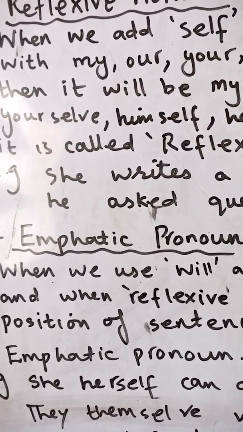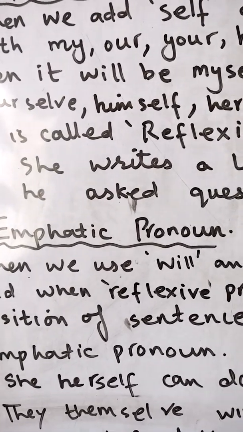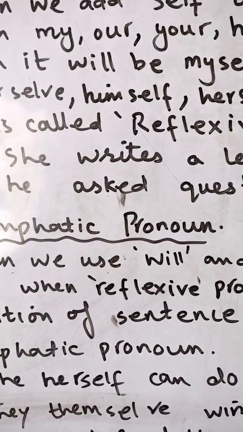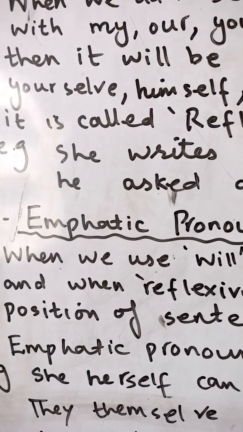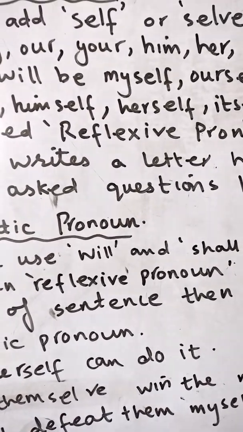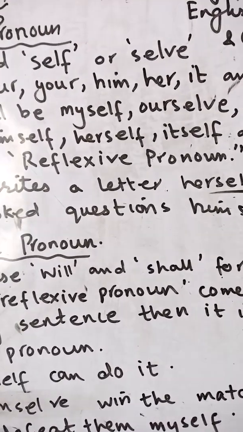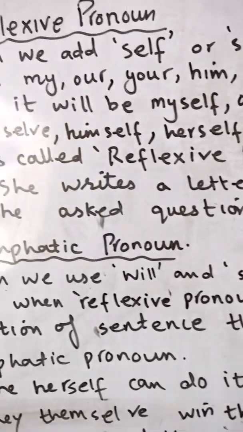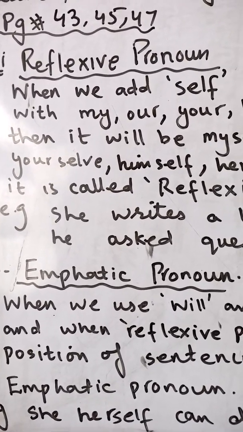You speak truth yourself. Or you can say that for plural, you can speak truth yourselves. He can ask questions himself. She can ask questions herself. The horse hurts itself. And they join us themselves. So this is the use of reflexive pronoun in all cases.